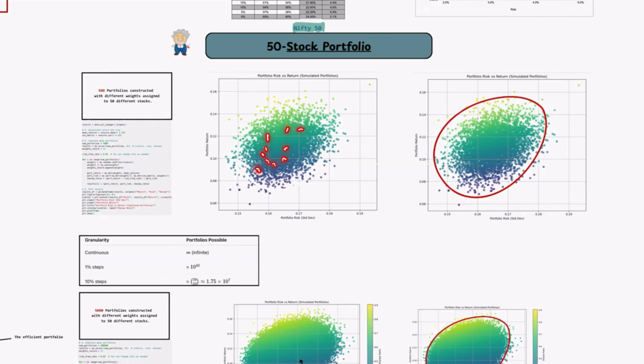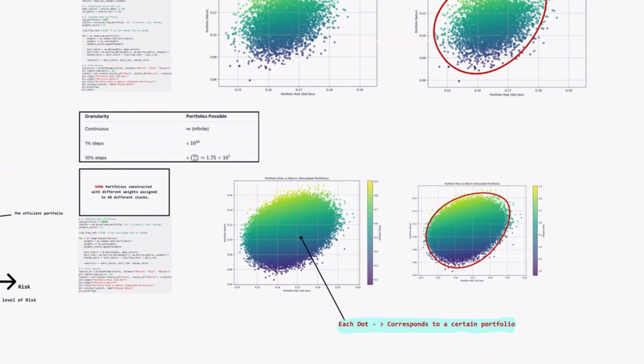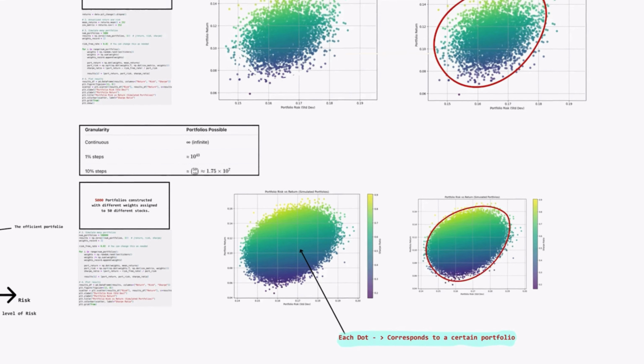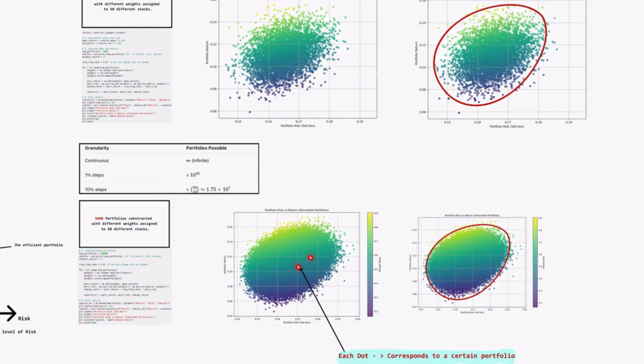All the portfolios combine to form the shape of a tilted egg. And this tilted egg becomes more prominent as we increase the number of portfolios. For example, plotting 5,000 portfolios gives a better, smoother tilted egg than plotting 500. Just to remind you, each dot in the egg corresponds to a portfolio with a certain weight.